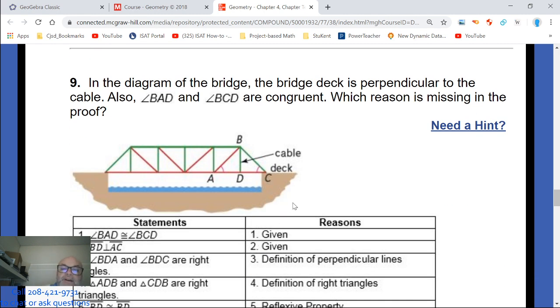In the diagram of the bridge, oh boy, I remember doing this one before. The bridge deck is perpendicular to the cable. So these are right angles here, and a right angle here. So we have two right triangles, and this leg is congruent to itself by the reflexive. These angles are given as congruent. Therefore, these two triangles are congruent. Then by CPCTC, all the parts are congruent, right?